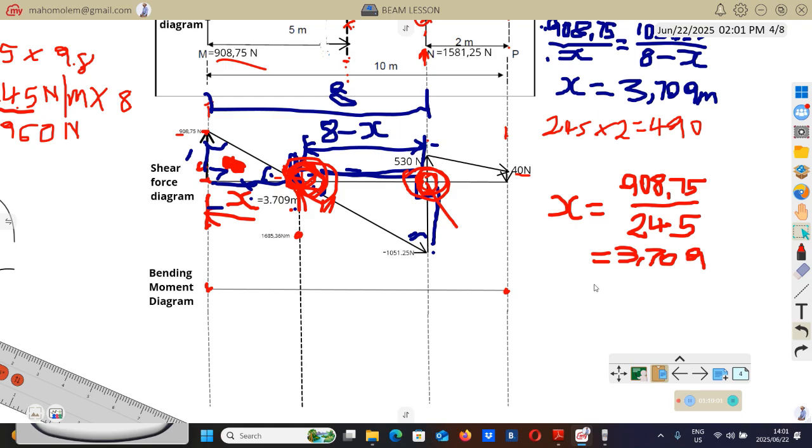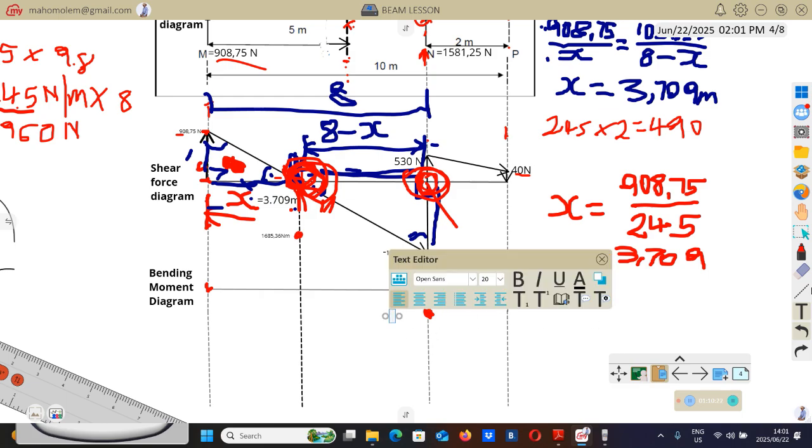Right. From there you go to point N. At point N, we said that the bending moment is negative 570. Because of that negative, this is point N here. Because of that negative, we come below this horizontal line. We said that the bending moment is negative 570.